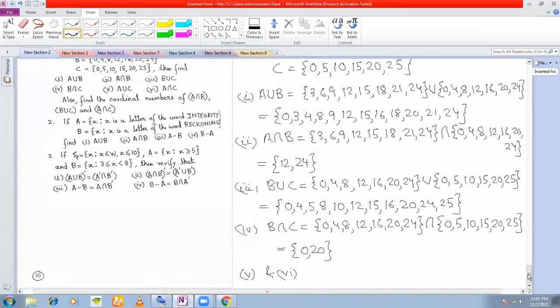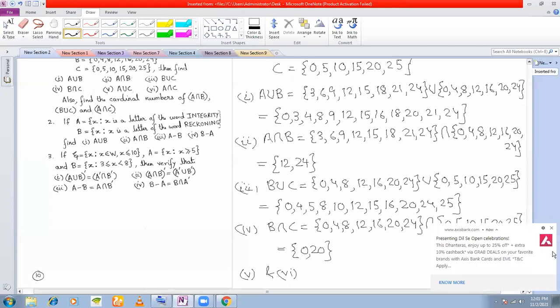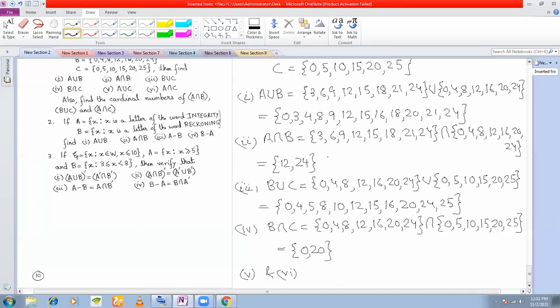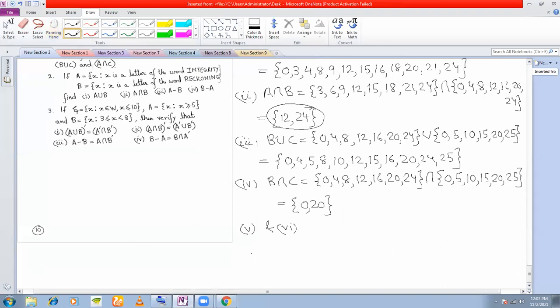We come to the next part of the question, which states find the cardinal number of A intersection B. Cardinal number of A intersection B means what do you mean by cardinal number? Cardinal number is number of elements in a set, right? So A intersection B, if you see how many elements are there in A intersection B? Only two elements. So therefore we can say cardinal number of A intersection B is equal to 2. This is how you write it.